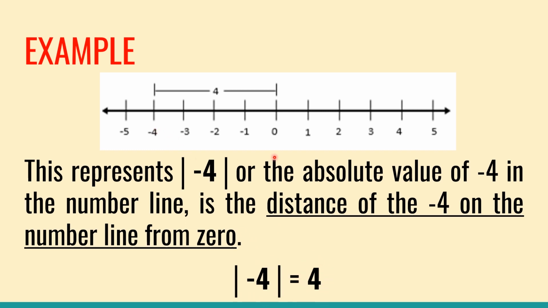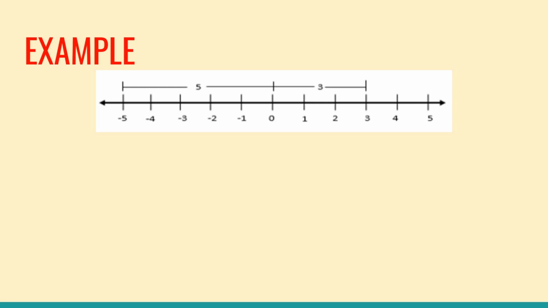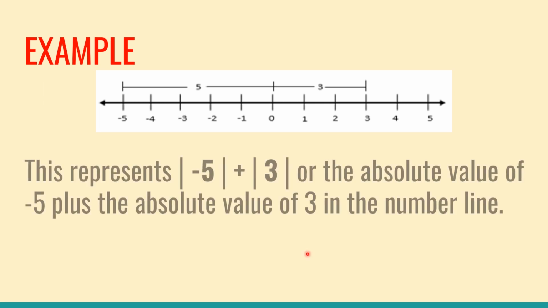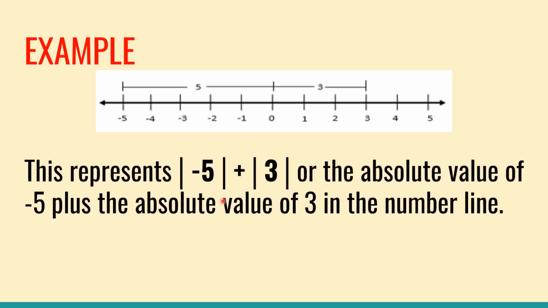Bilangin nga natin ang layo ng 0 papuntang -4. 1, 2, 3, 4. Muli, ang layo ng 0 papuntang -4 o ang layo ng -4 papuntang 0 ay 4. The next example is this one. This represents the absolute value of -5 plus the absolute value of 3 in the number line.